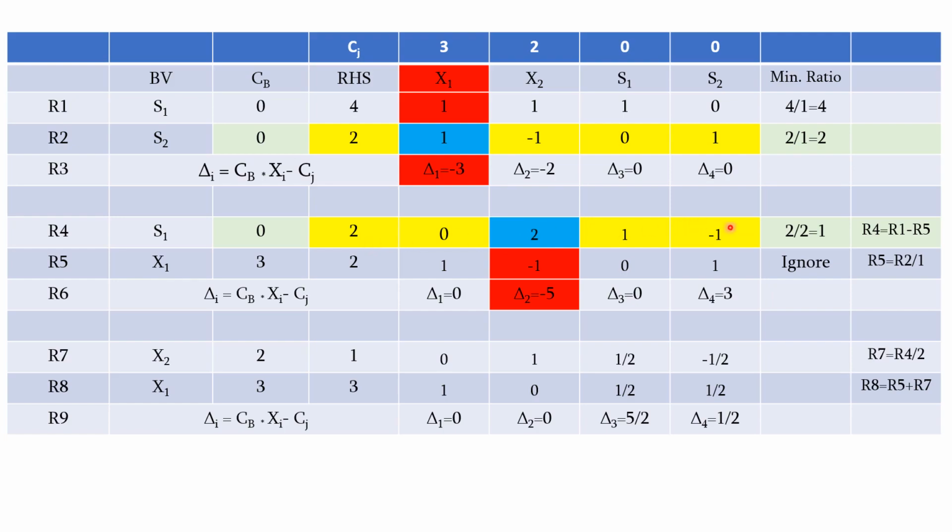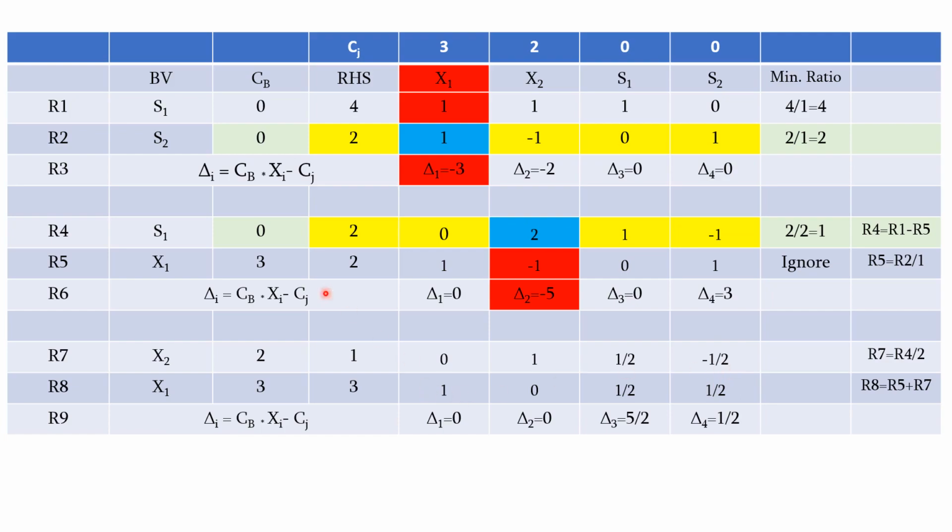So what you can do is divide this R4 by 2. That is what I have done. Divide R4 by 2, so this becomes 1. My aim is to make this as 1 and this as 0. That is why I am doing the row operation. So 2 by 2 is 1, 0 by 2 is 0, 2 by 2 is 1, and 1 by 2 is 1 by 2, minus 1 by 2 is minus 1 by 2.